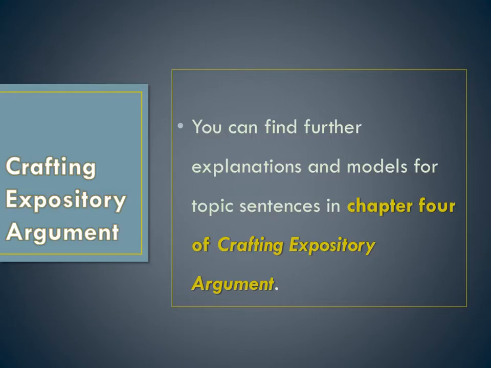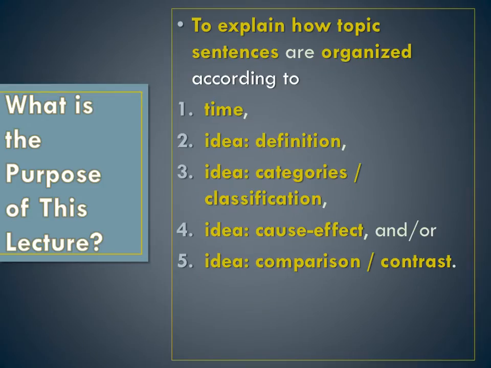It's important to note that you can find some really great models in Chapter 4 of Expository Argument, so that should be on your bookshelf in your iBooks. I really encourage you to look very closely because there are models on so many pages in that chapter, not only in the topic sentences section, but in a variety of other sections. The purpose of this lecture is to explain how topic sentences can be organized. For your rhetorical analysis of 12 Angry Men, you have 5 options. One is to organize according to time, another according to idea definition, categories or classification, cause effect, and comparison contrast.